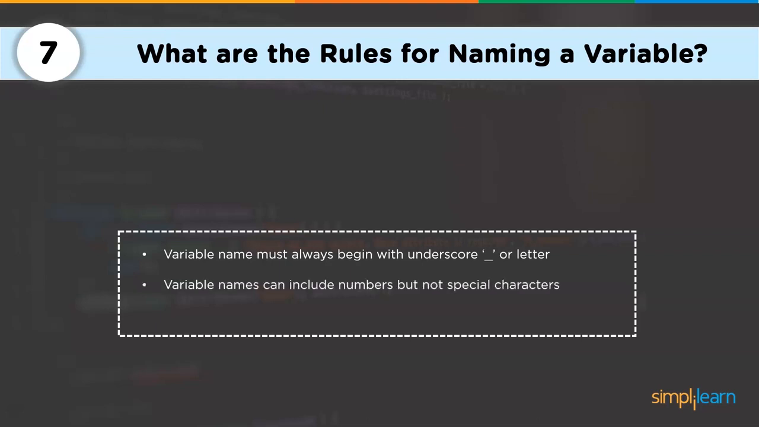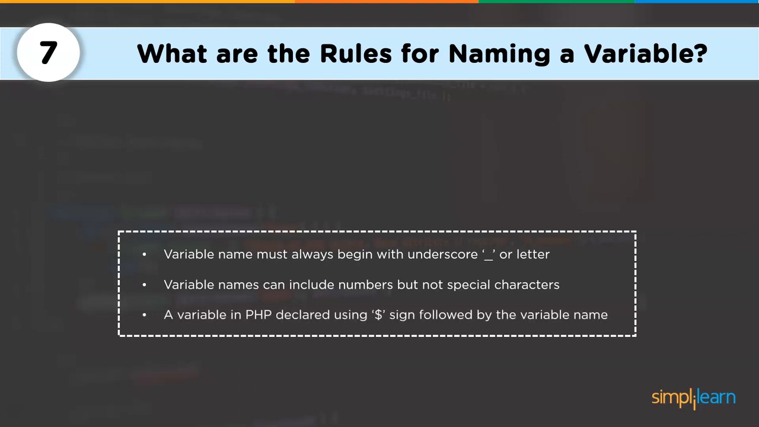Next, variable names can include numbers but not special characters. So suppose you want to name your variable number123. You can use this variable, but you cannot use number@123 since special characters are not included.